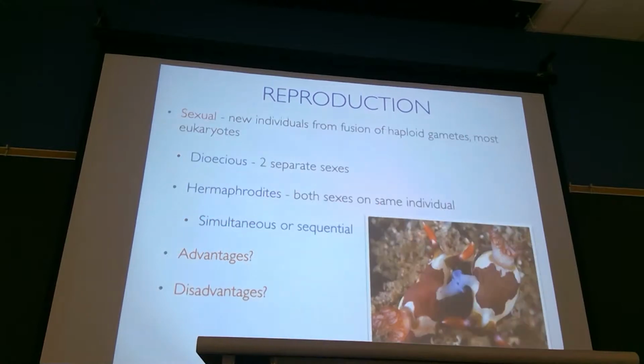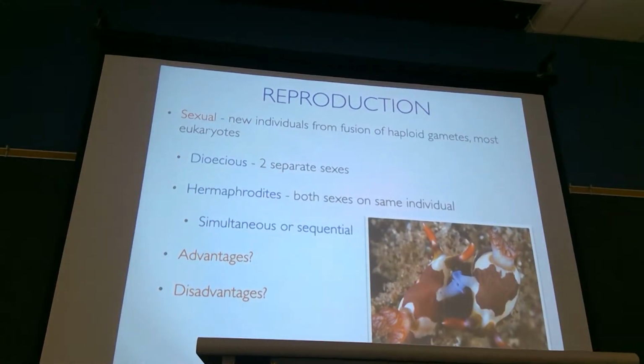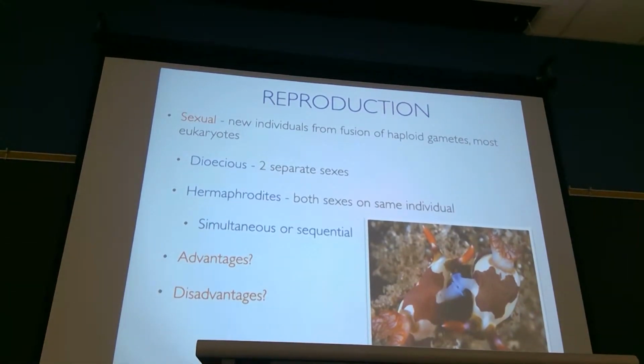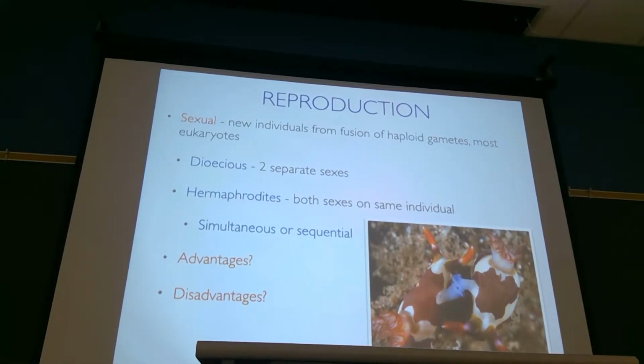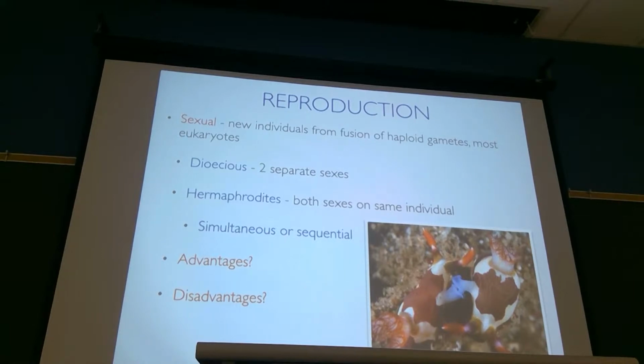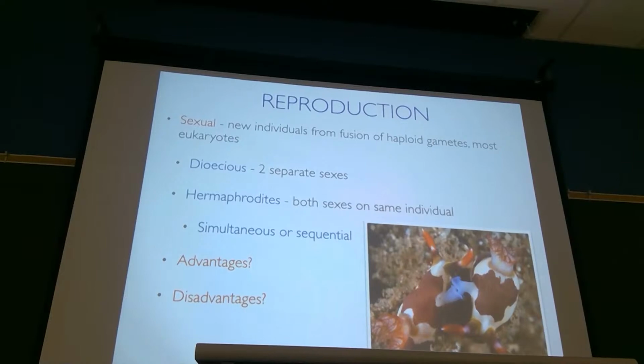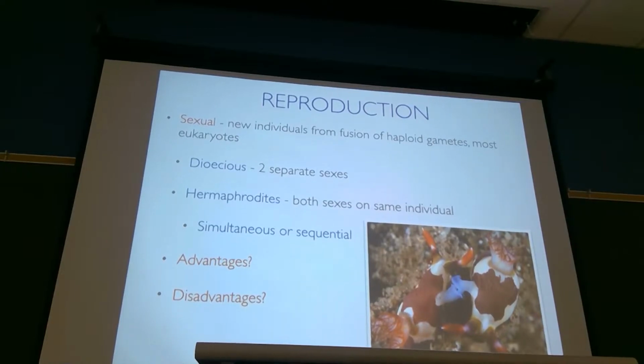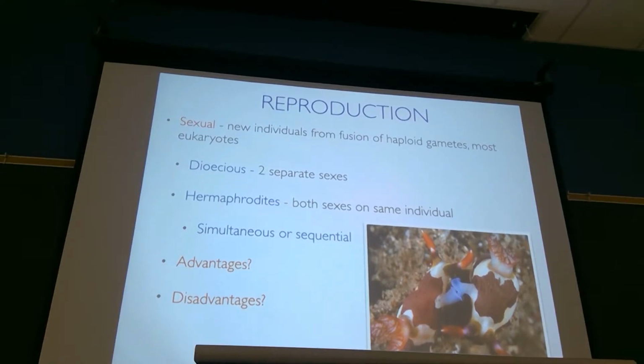Okay, the flip side of this, of course, is sexual reproduction. We have new individuals as a result of fusion of haploid gametes. Most eukaryotes, this is what they're doing. Lots of the organisms that we're familiar with, including ourselves, are what we call dioecious. We have two separate sexes. There's males and females. You each make one type of gamete.